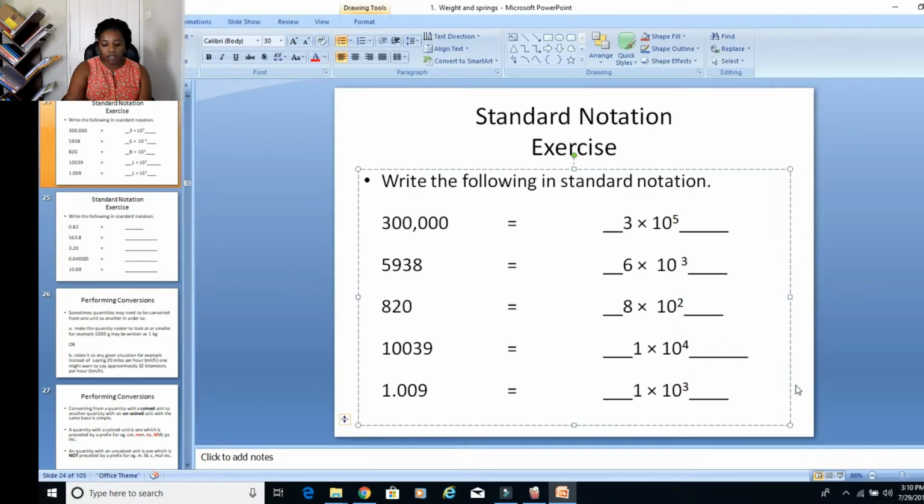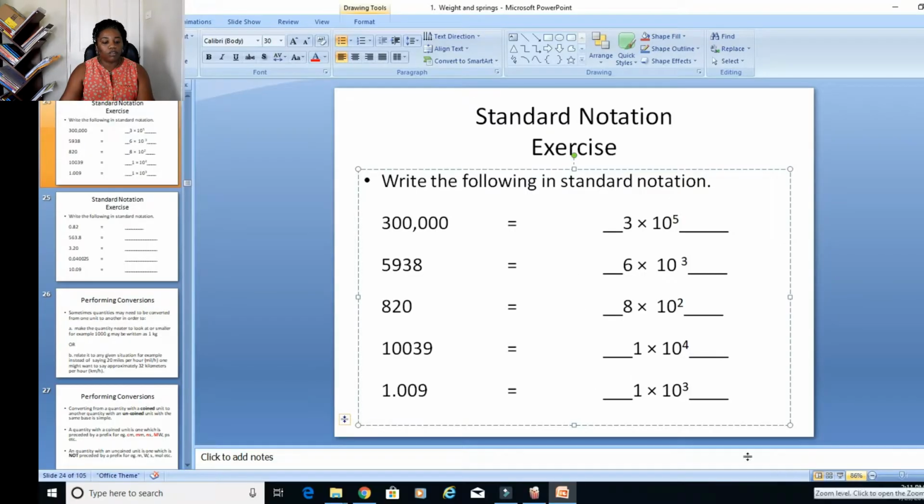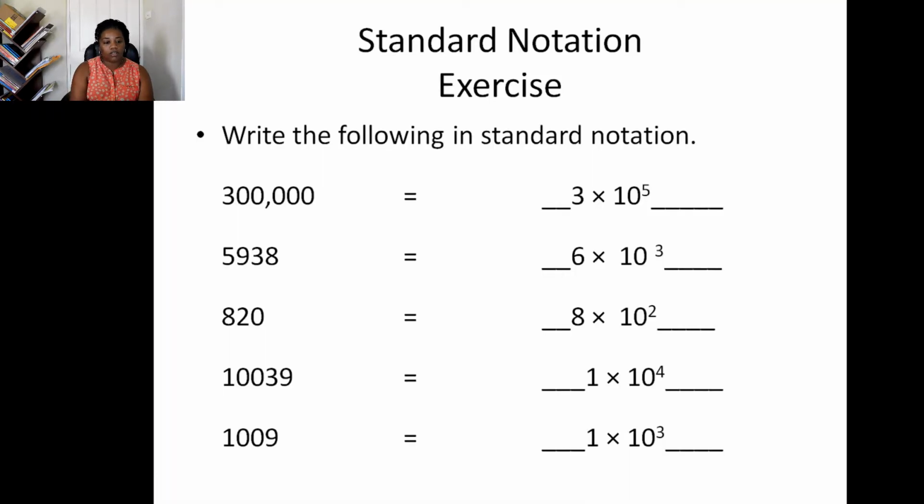If you have these answers, great. So I'm going to enlarge the screen so you can enjoy the answers. So we have 3 times 10 to the 5. Is that correct? Yes. We have 6 times 10 to the 3. Yes. We have 8 times 10 to the 2. Correct. We have 1 times 10 to the 4, correct. And we have 1 times 10 to the 3, and I forgot to get rid of my decimal place. Sorry about that. So we are definitely moving along nicely. Great.